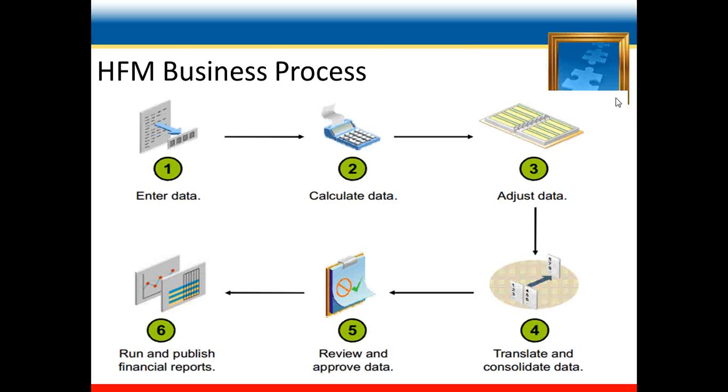The second step is calculate data. Calculating data from data grid and data form. You can calculate data through the process control module, or you can use business rules to calculate data. The third step is adjust data. You adjust data by using journals. Journals enable you to make adjustments to accounts after the data is loaded or entered.